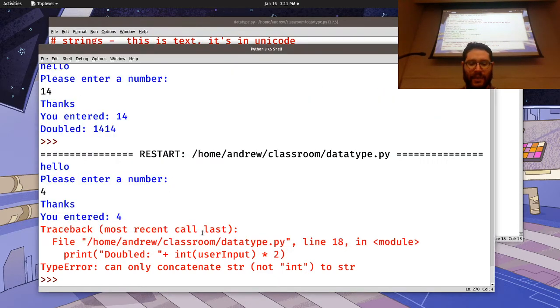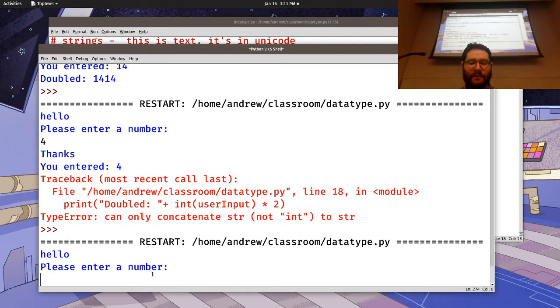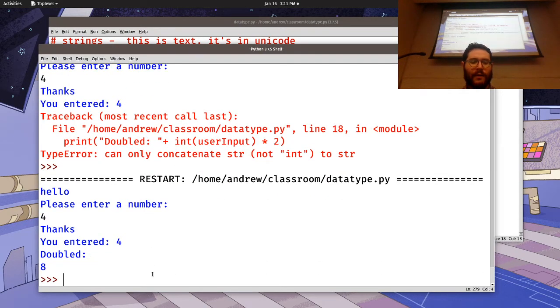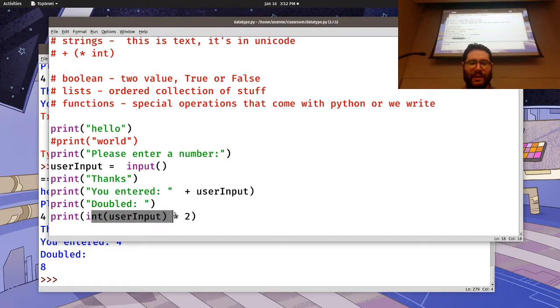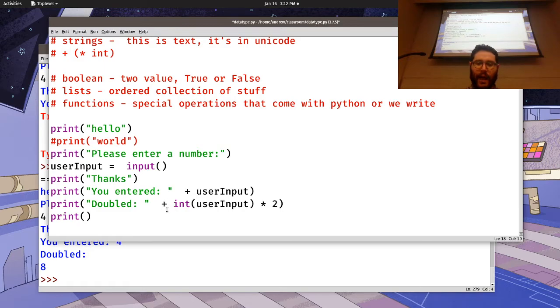Print user input times 2. Please enter a number. 4. Doubled 8. Right? So we converted it into an integer. Right over here, we converted it into an integer and multiplied it by 2, and then we printed out that result. Now, we wanted to go over here and add it to over here. But this entire thing is an integer, so it needs to be converted back into a string to concatenate it.